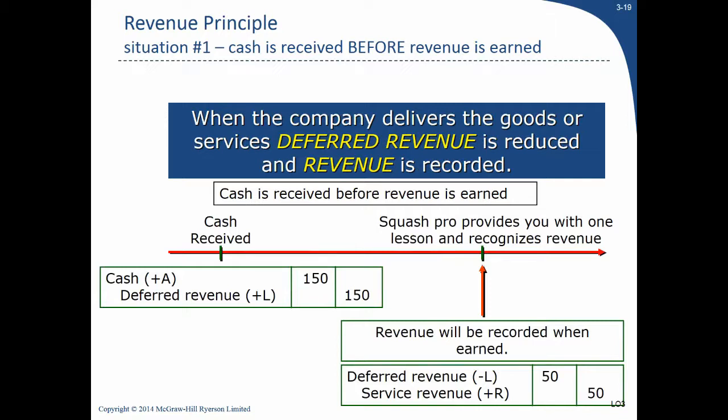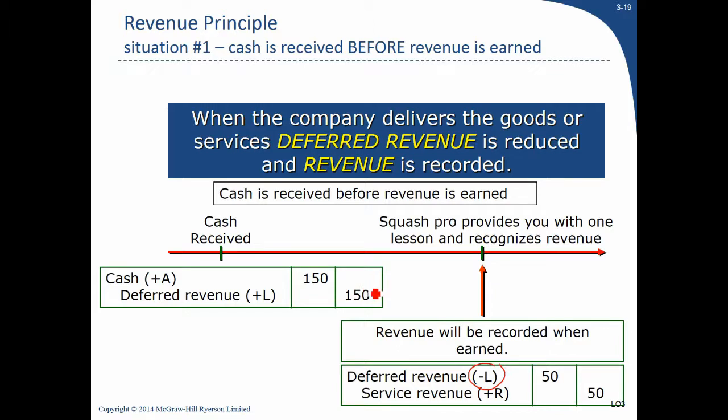After the service is provided, revenue can be recognized. Okay? So revenue, as I said, has a credit balance. So revenue increases by, you can't have negative revenue, revenue increases by $50. And he's extinguished some of that liability. He no longer owes me $150 worth of lessons. He now only owes me $100 worth of lessons. So look what happened. Deferred revenue decreases.